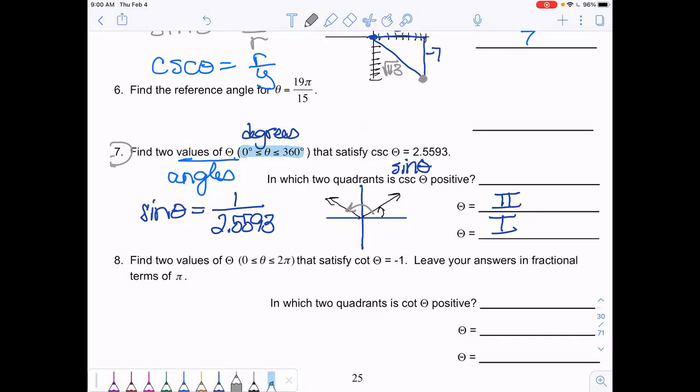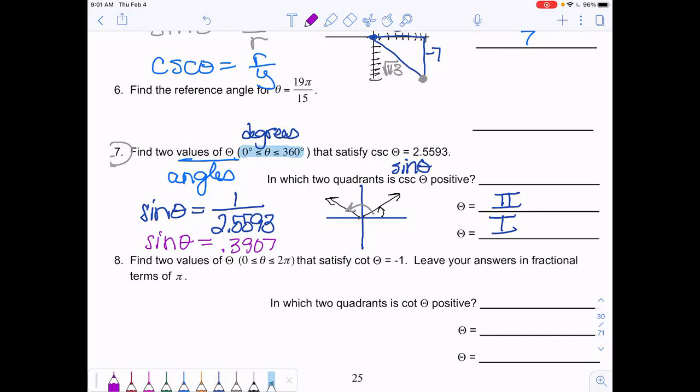So if you plug that in your calculator, Kate, and I know you just took yours out, I think. Nope, Grant took his out. Sorry, I saw it out of the corner of my eye. Grant, what is 1 over 2.5593? You said 0.390. Nope, they gave us 4. Let's keep 4.